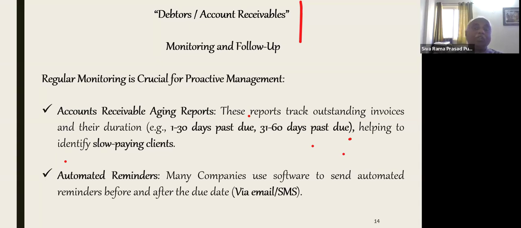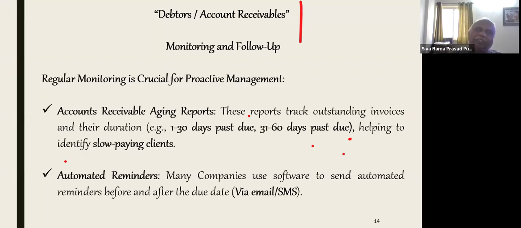And proactive management is crucial. Accounts receivable aging: how many are there? They will split into 1 to 30 days, how many? 31 to 60 days, how many? 61 to 90 days, how many? Above 90 days. That splitting is also there. These reports track outstanding invoices and their duration, 1 to 30 days or 31 to 60 days past due, helping identify the slow paying clients also.